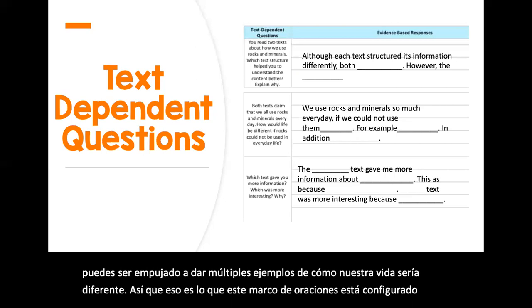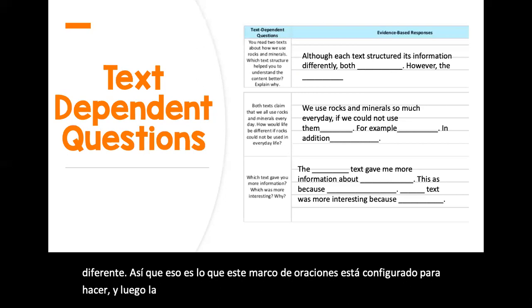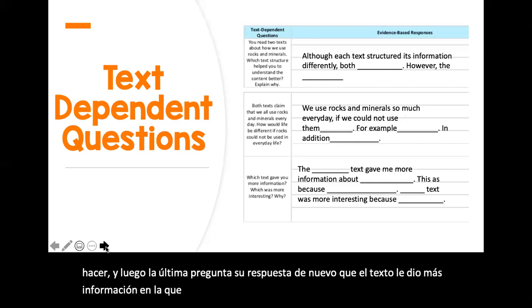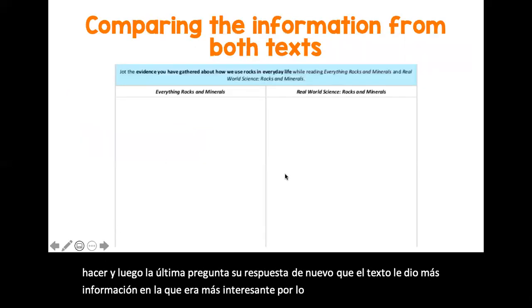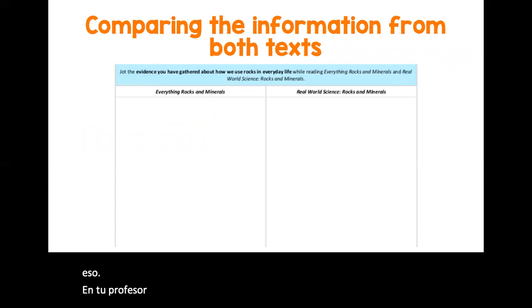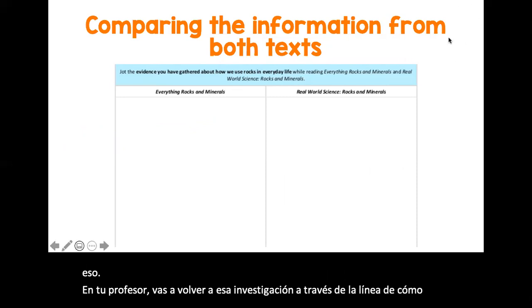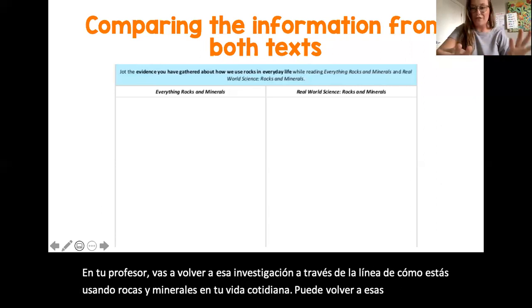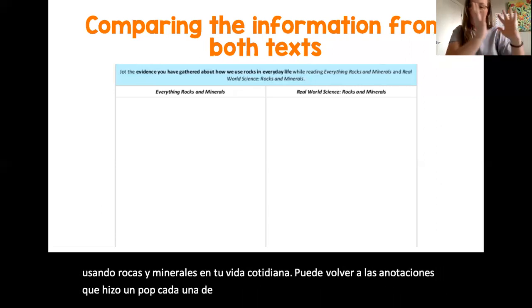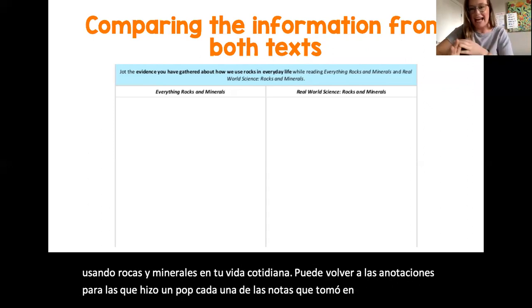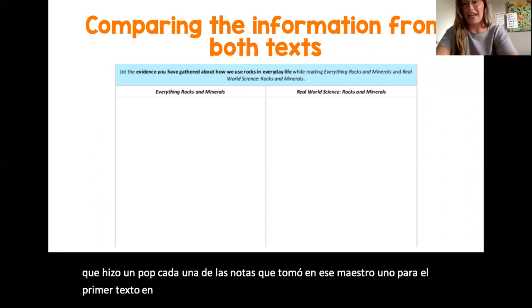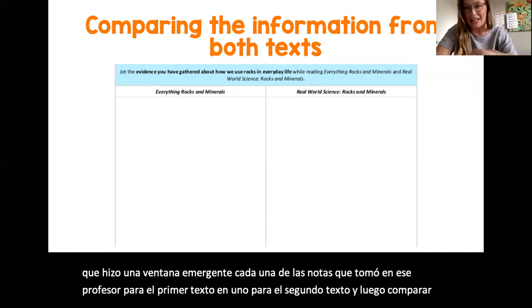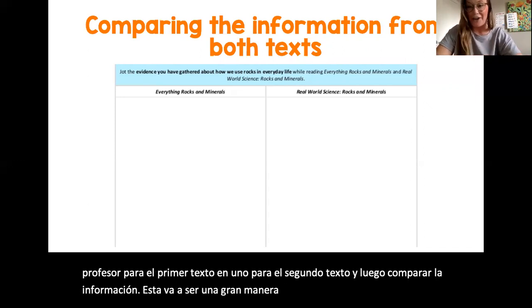And then the last question, you're again answering which text gave you more information and which was more interesting. So there is a sentence stem for that. On your T-chart, you're going back to that inquiry through line of how you're using rocks and minerals in your everyday life. You can go back to those annotations that you did and put each of the notes you took in that T-chart, one for the first text and one for the second text, and then compare the information. This is going to be such a great way to gather all of your notes, maybe for our writing tomorrow.